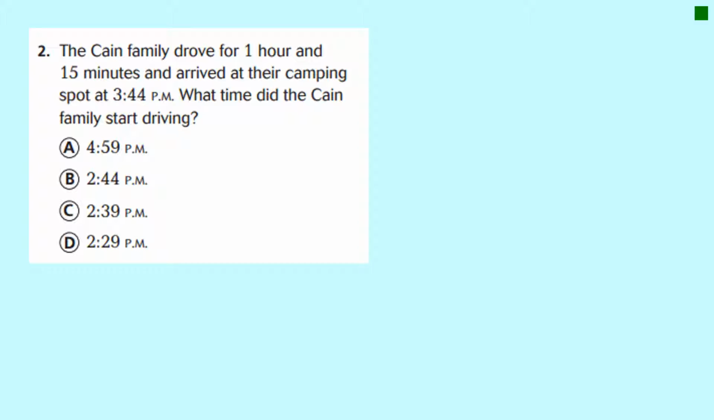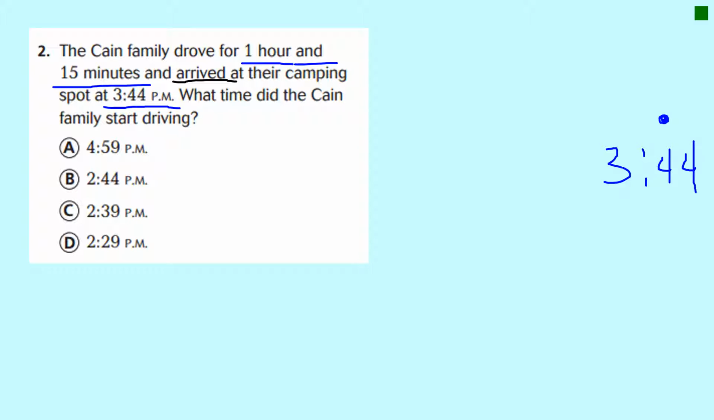All right, this is on the back. Let's see. The Kane family drove for 1 hour and 15 minutes and arrived at their camping spot at 3:44 p.m. What time did the Kane family start driving? Okay, so this is one of those where they tell us how long they drove and what time they arrived. So they're giving us the arrival time, the ending time. All right, so they arrived at 3:44, and they drove for 1 hour and 15 minutes.